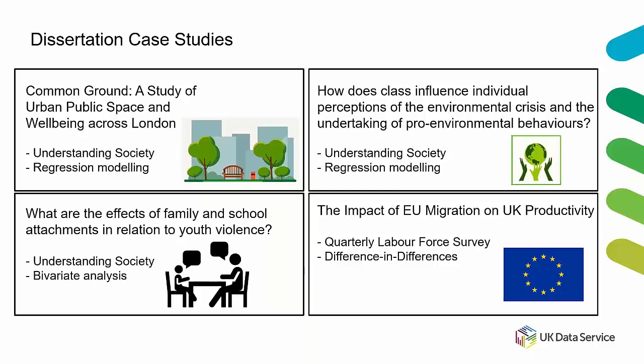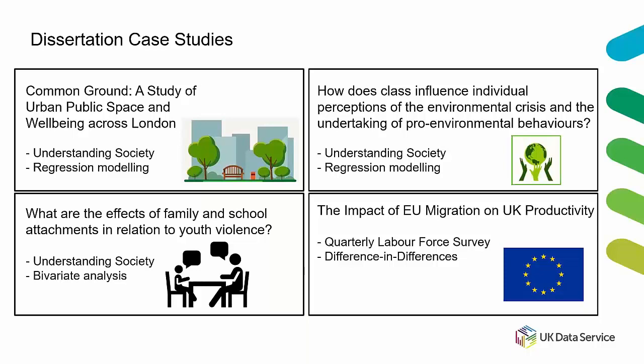And they looked at how this impacted on the individual's well-being. Another study that used Understanding Society looked at how class affects attitudes to the environment. So they used the environmental questions in Understanding Society and the social class variables to see whether people from certain social classes were more likely to complete pro-environmental behaviours such as recycling or using alternative transport, things like that.